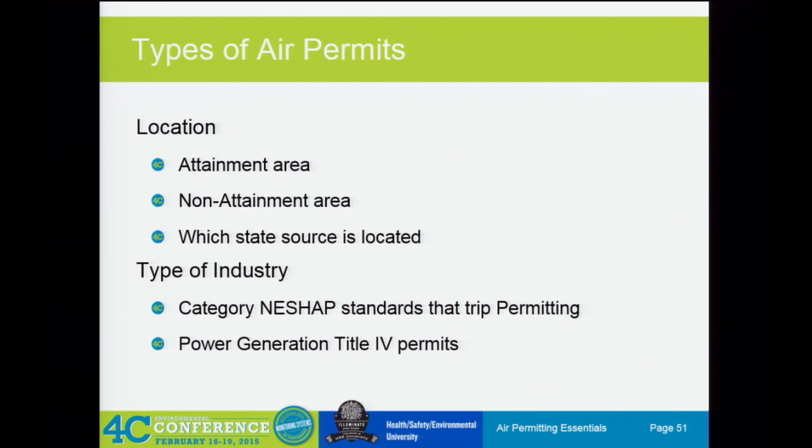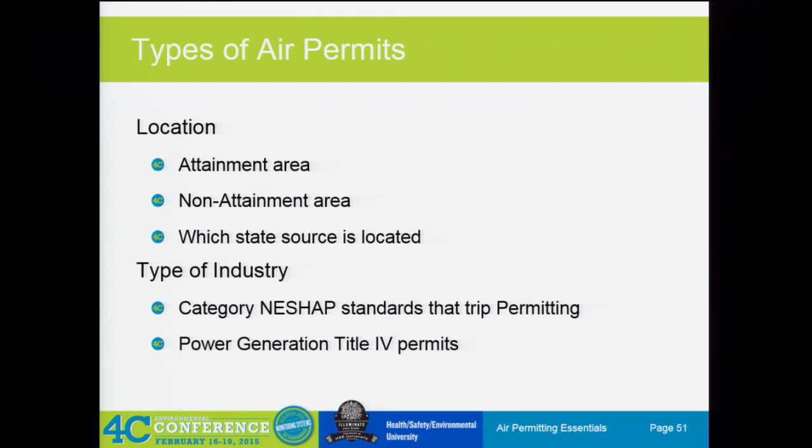So under types of air permits, whether or not you're required to obtain an air permit, and what type of air permit you're going to need, is based on the location. So that common thing that I keep talking about, the attainment areas versus non-attainment areas, they're going to have different permitting requirements. Also, in which state your source is located.